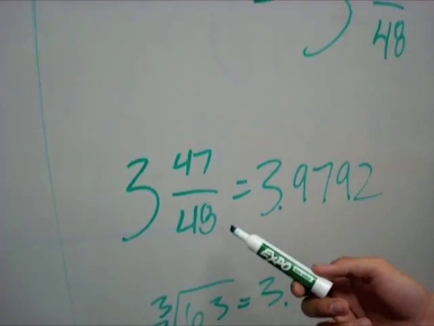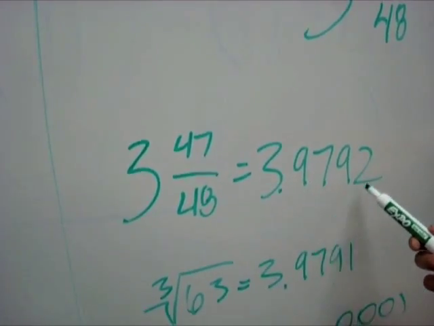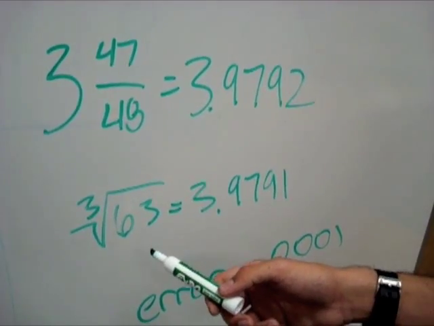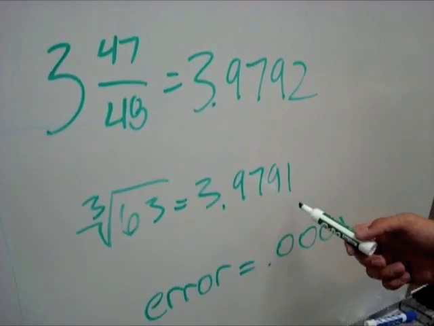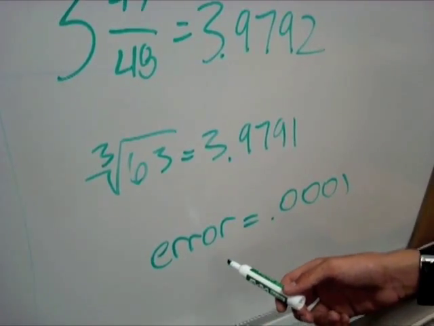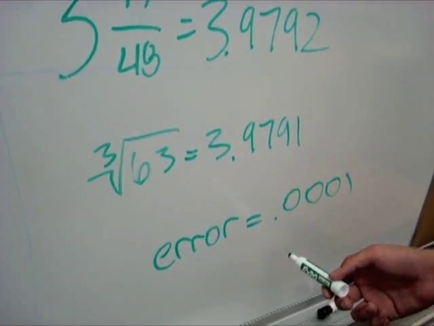Now if we put this into our calculator, we get 3.9792. As we showed earlier on our calculators, the cube root of 63 is equal to 3.9791. In this case, our error is just 1/10,000th, which is pretty good.